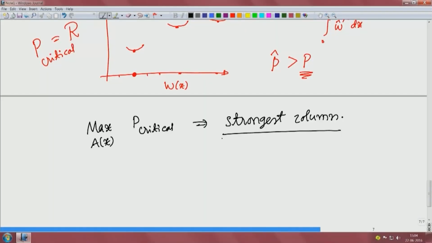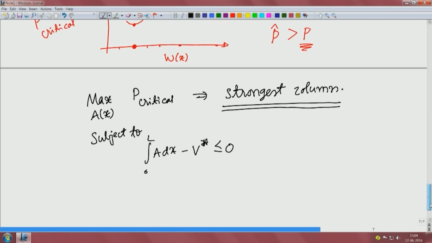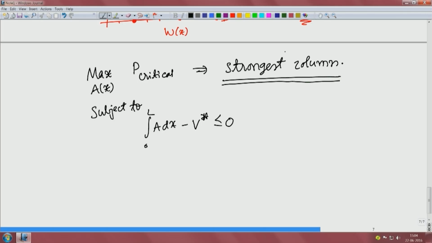If we want to design the strongest column for a given amount of material, that is, I would say, subject to the volume constraint, integral of A dx from 0 to L minus V star less than or equal to 0, like we had done for the bars and beams before. We are doing it for the column. What do I mean by that?